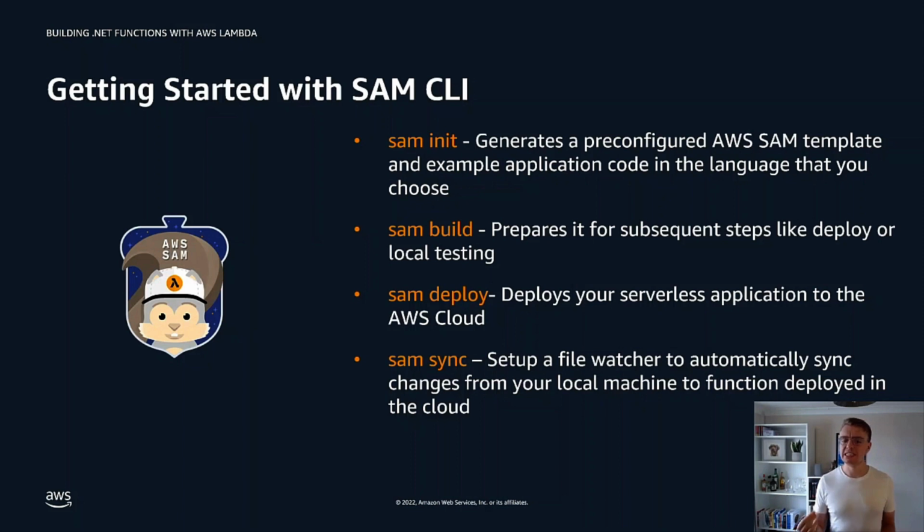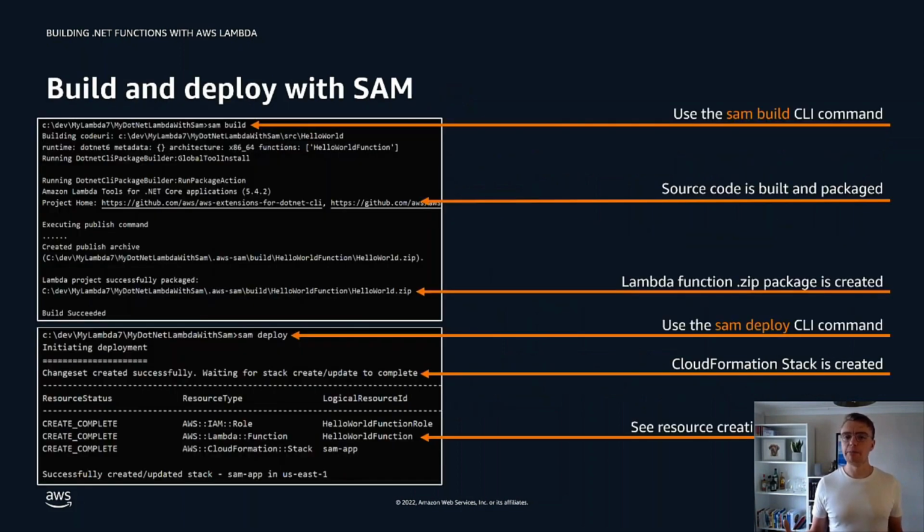If you run the command sam sync with a watch flag, that sets up a file watcher to automatically sync changes from your local machine to the function deployed in the cloud. And when you use sam sync, it talks directly to the Lambda APIs. It doesn't go through CloudFormation, which means it's incredibly quick to redeploy changes to your Lambda function. When you run sam build, what SAM does is look at each function resource in your CloudFormation template, and then for each function it runs a .NET publish command, and then packages up the output of that publish command into a zip file.